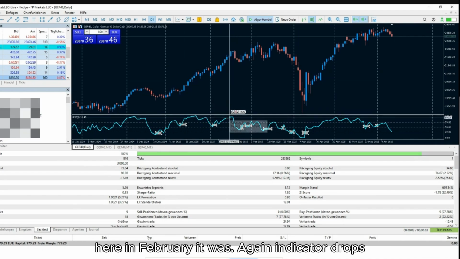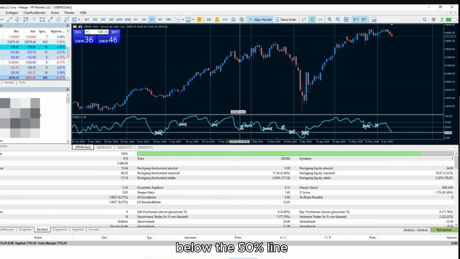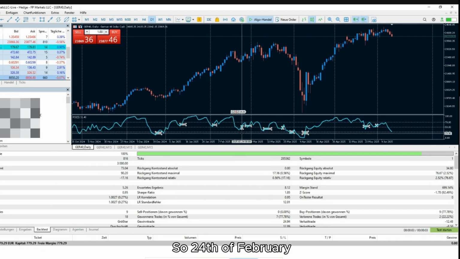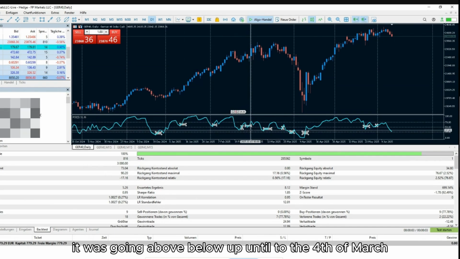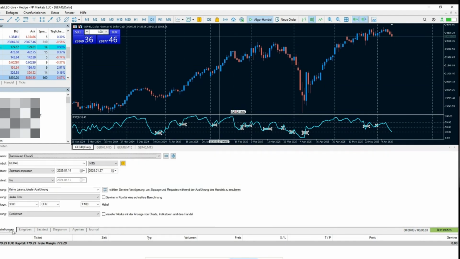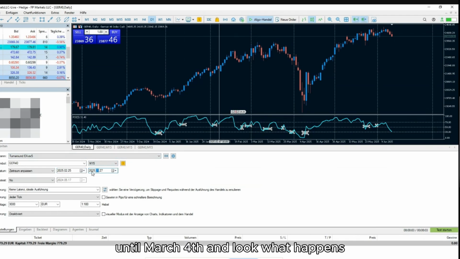Again, the indicator drops below the 50% line, and then it starts to grow here again. So 24th of February, we are keeping it. Here it was going above, below, up until the 4th of March. 25th of February. Until the 4th of March. And look what happens.